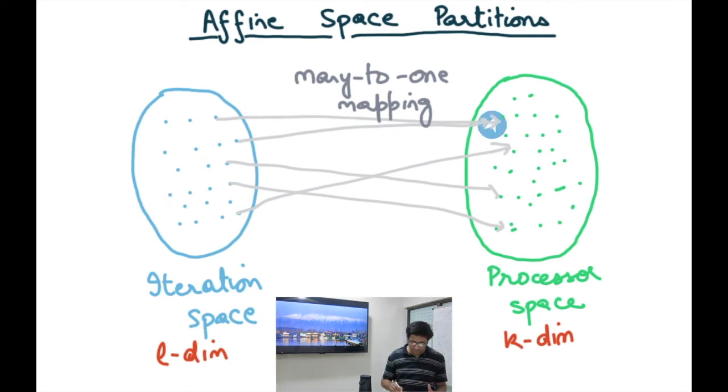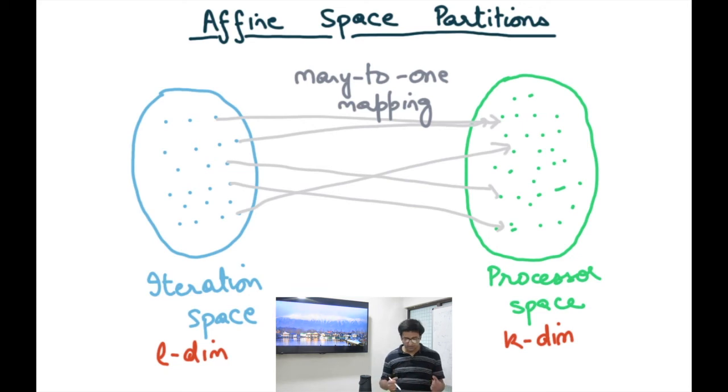And then there will be a many-to-one mapping from the points in the iteration space to the points in the processor space. Why is this a many-to-one mapping? Because it is mapping a larger domain to a smaller range. L is greater than k, of course, because k is the number of parallel loops and L is the total number of loops in the loop nest. So it's a many-to-one mapping, and we are interested in finding this mapping such that the data dependencies are respected. Irrespective of the given loop, let's say my original loop was the first loop that I had, where the data dependencies were not apparent.